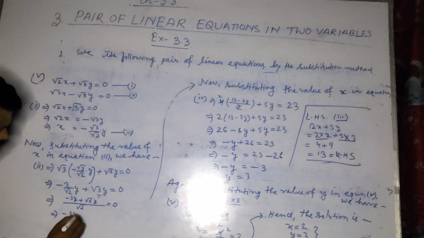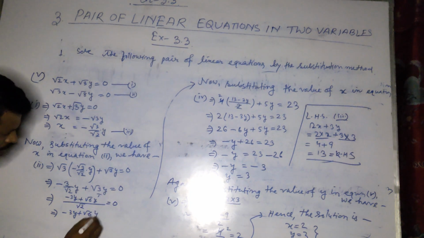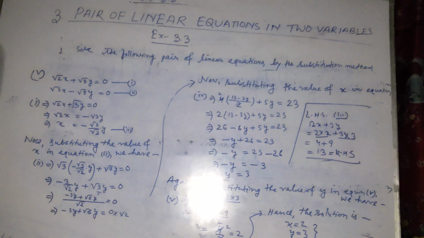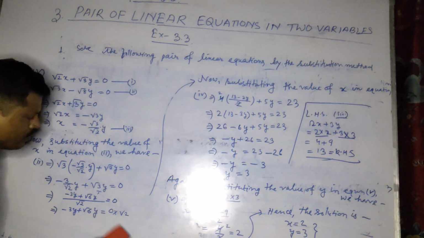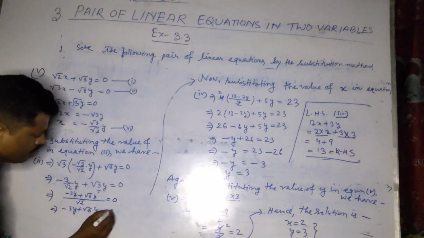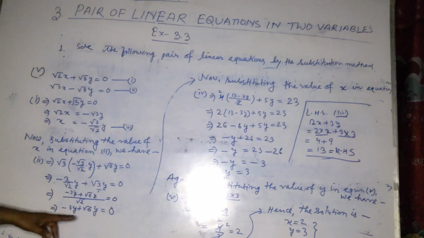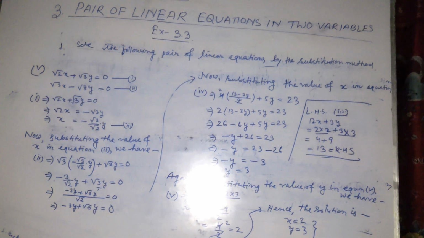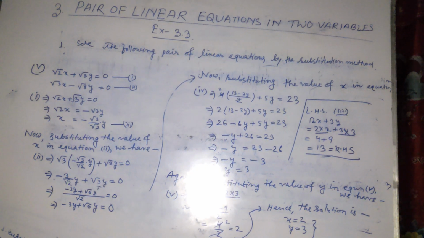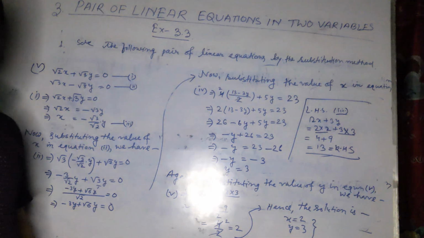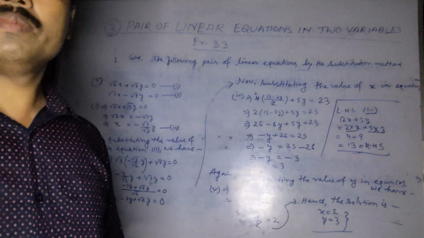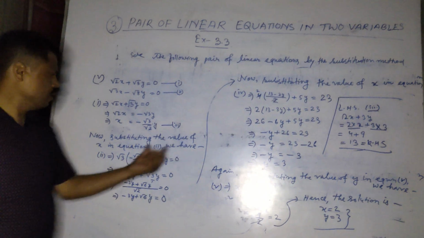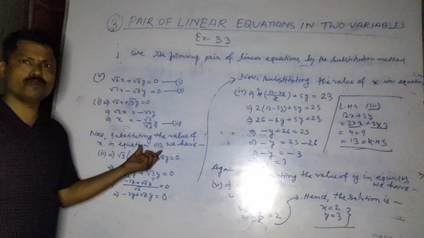Minus 3y plus root 6y is equal to 0 into root 2, that means what we will get? 0 into root 2 means 0. So minus 3y plus root 6y is equal to 0. Now we have to substitute the value of x in equation 2.